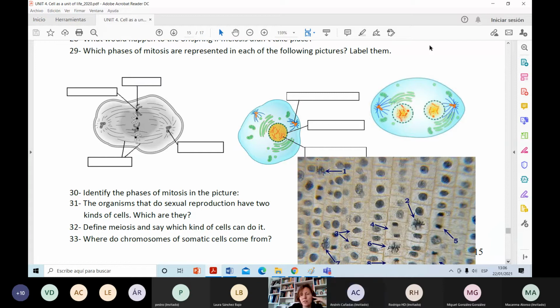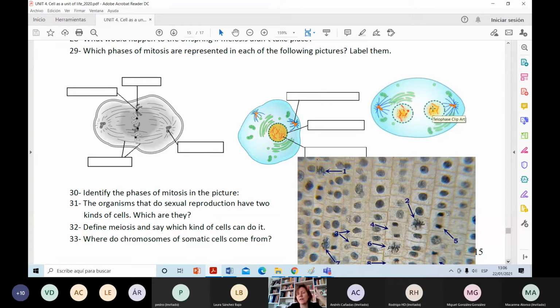That the yellow thing is separated. That I've got two yellow structures separated. So I don't have one nucleus anymore in my cell, but I already have two nuclei. So what do you think that has happened in this picture? That the DNA that was duplicated has already divided in two.